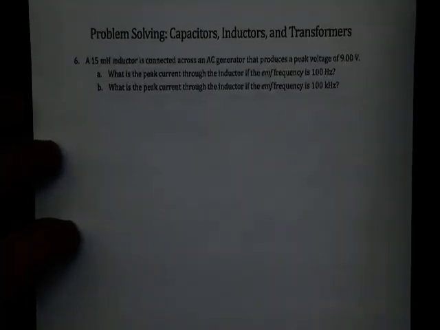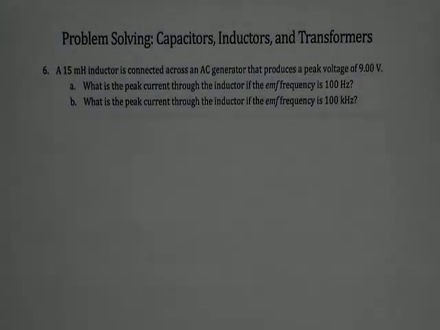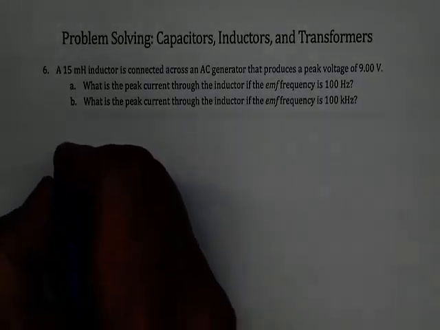The final two problems dealt with inductors in an RL circuit. Number 6 says a 15 millihenry inductor is connected across an AC generator that produces a peak voltage of 9 volts. What's the peak current through the inductor if the EMF frequency is 100 hertz? What is it if it's 100 kilohertz? So this parallels number 4 that we looked at.